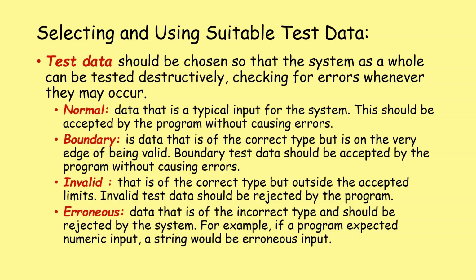So I'll give you a simple example. It's a program where you have to enter a number from 1 to 10. Normal would be anything from 1 to 10. Let's say 5. 5 is a nice middle acceptable value. Boundary, data that is correct but on the edge of being incorrect. So in our case, the upper boundary would be 10, the lower boundary would be 1. Invalid would be anything less than 1 or greater than 10. So -1 and 15 would be invalid test data. Erroneous would be the letter A or hello or something like that.